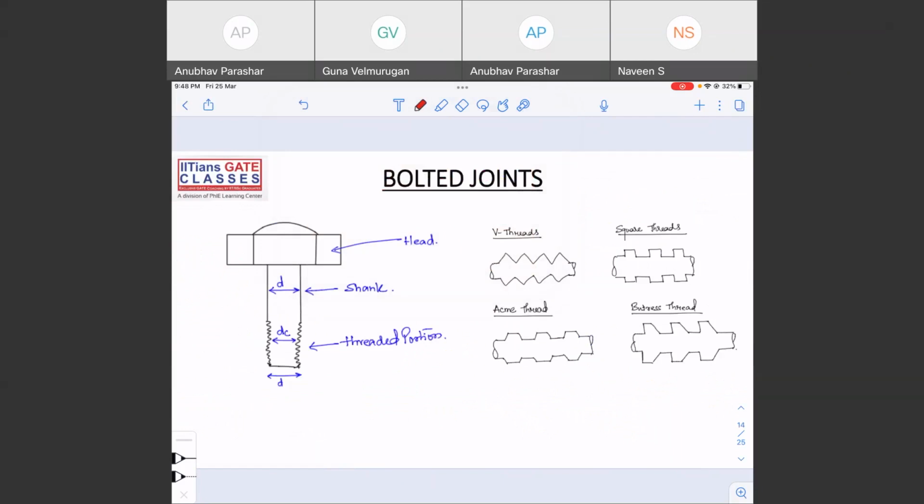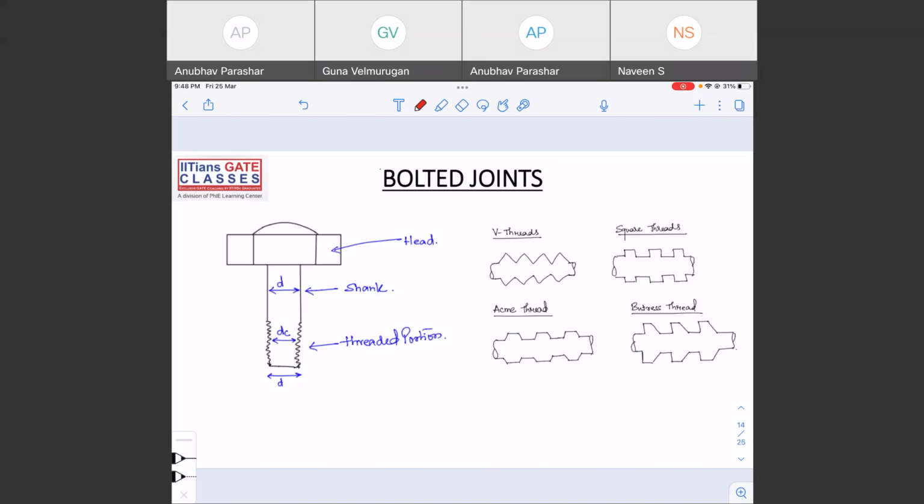Now bolted joints and riveted joints are almost similar, apart from the fact that bolted joints are non-permanent whereas riveted joints can be said to be permanent. Otherwise, the types of failures are almost the same. Bolted joints and riveted joints have almost the same types of failures, apart from one thing that I am going to tell you. Okay?